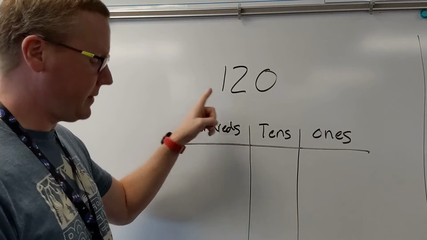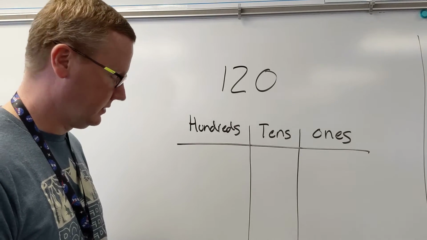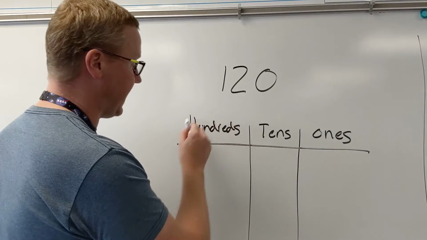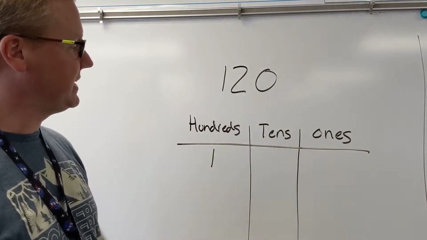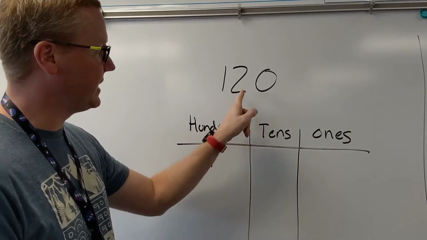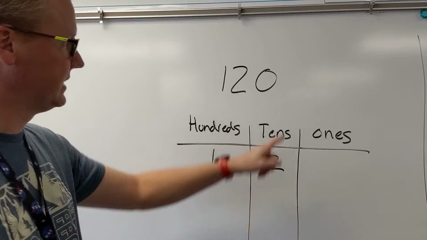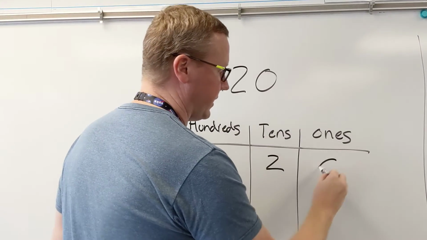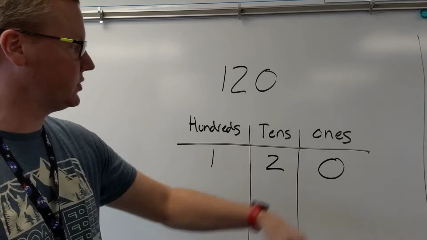places. So how many 100s do I have here? What's the digit? Yeah, so the value is 100 and I have one of them. How many tens do I have? So the value is 10, and I have 2 tens. How many ones do I have? 0. That is how we break down the number 120.